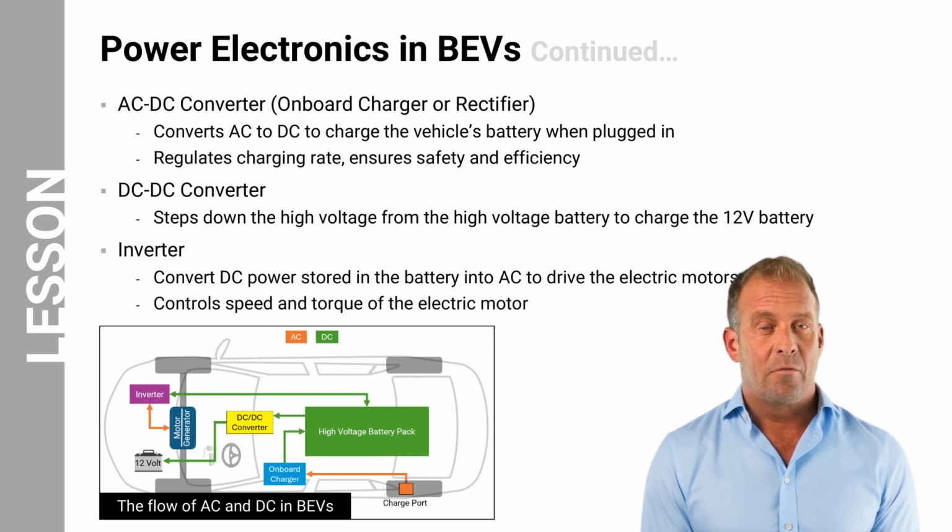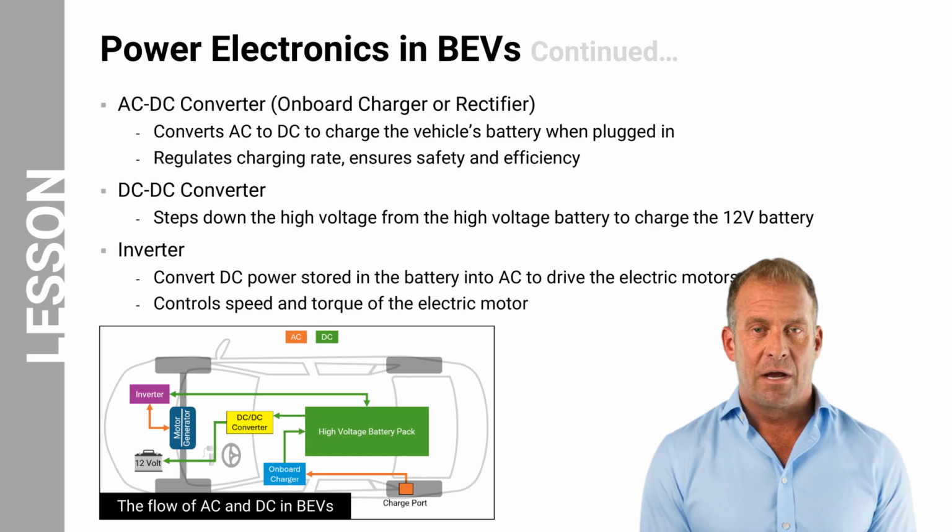We will explore the three main components involved in power electronics in an electric vehicle. The image aims to provide a simplified representation of how AC and DC conversion takes place within a battery electric vehicle. The onboard charger is an essential component that allows the BEV to be charged from an external power source, such as a charging station or a household outlet.